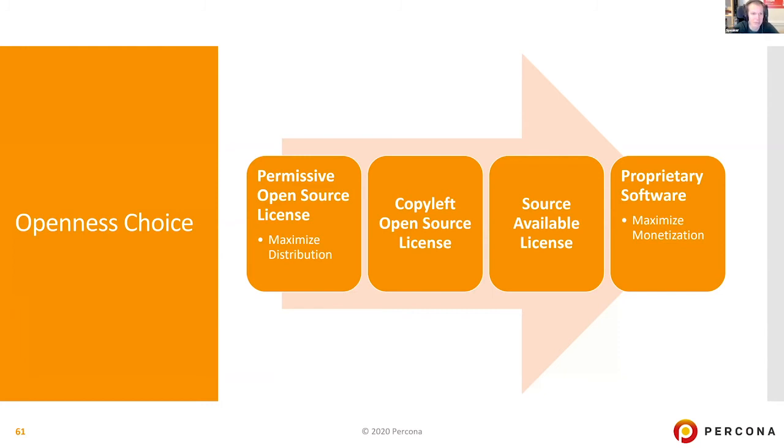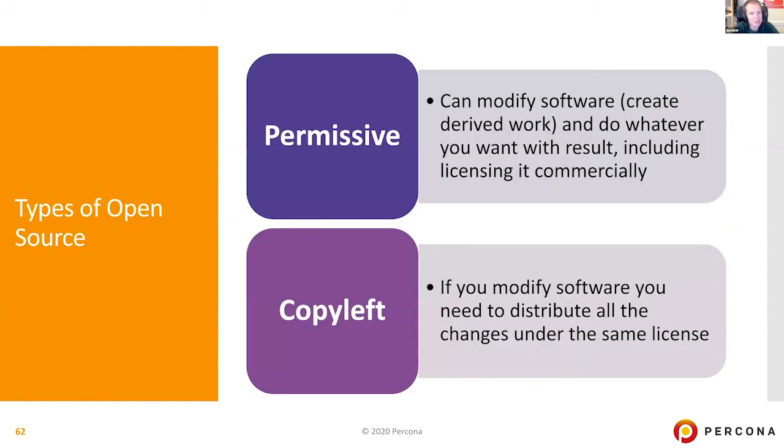create as much distribution. If you look at the two big license classes in open source, that would be permissive and copyleft. What is the key difference? The permissive licenses mean somebody can modify the software, create derived work, and do whatever you want with the results, including license it commercially. PostgreSQL is a very good example here, again, in the open source database space from which I come.